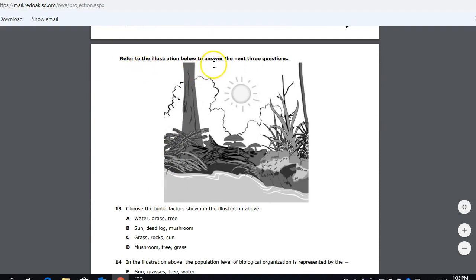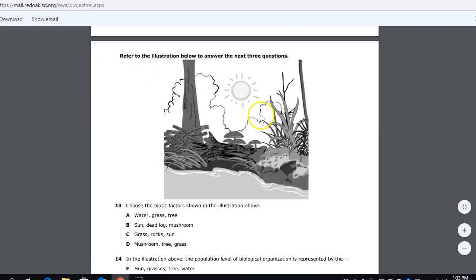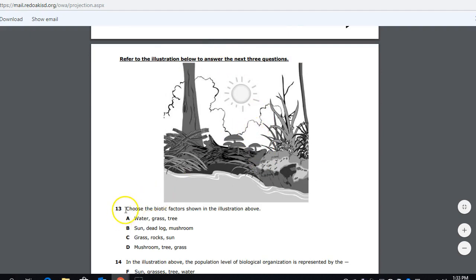Refer to the illustration below to answer the next 3 questions. So remember this picture. 13. Choose the biotic factors shown in the illustration above. So are the biotic factors from this image, is it A, water, grass, and a tree? Is it B, sun, dead log, and a mushroom? Is it C, grass, rocks, and the sun? Is it D, mushroom, tree, and grass?